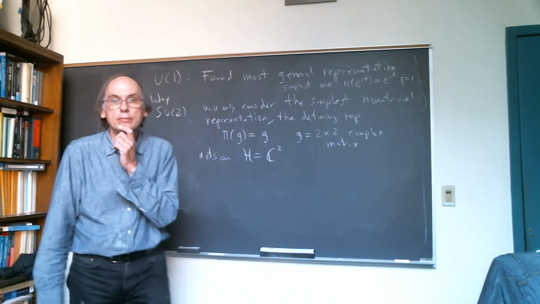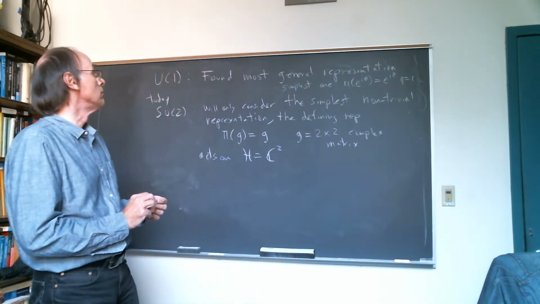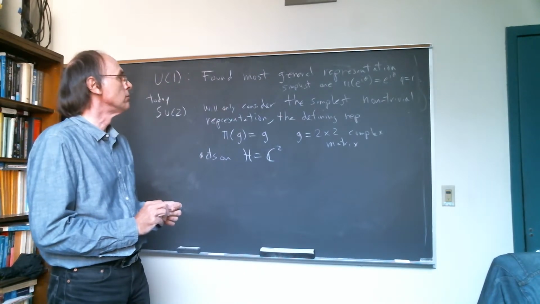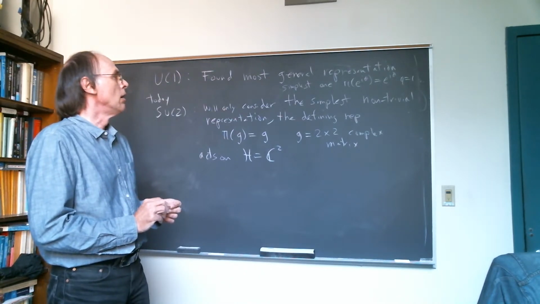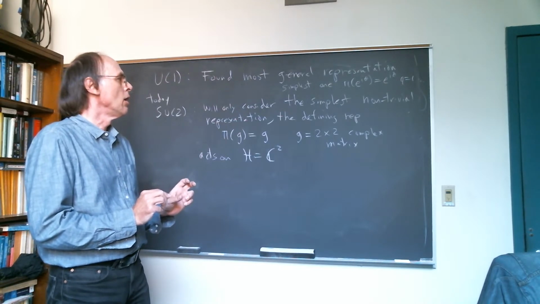Professor, just to clarify, the most general representation for U1 is pi of e to the i theta goes to e to the i k theta, where k is some integer, or what? I just want to make sure.